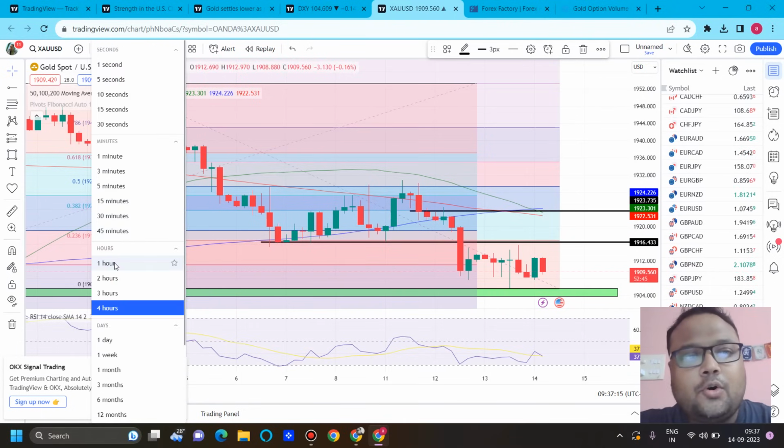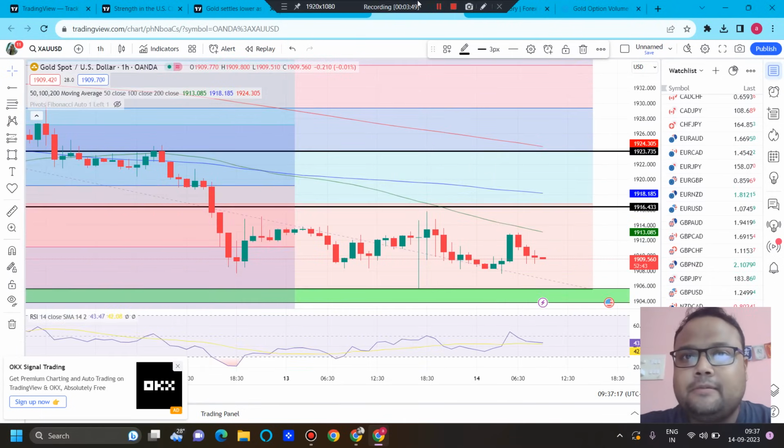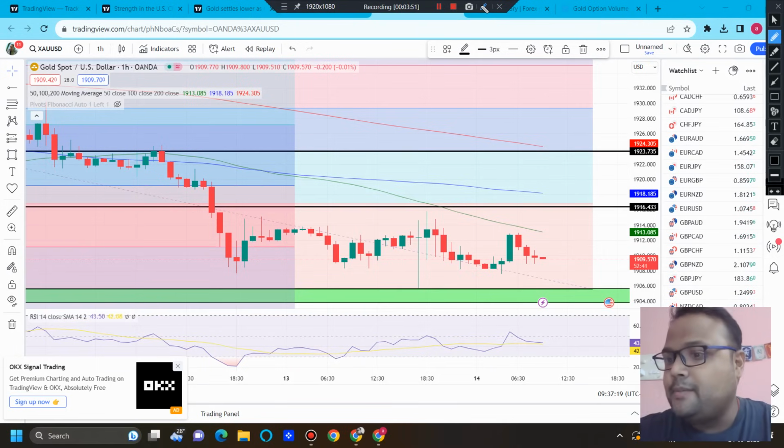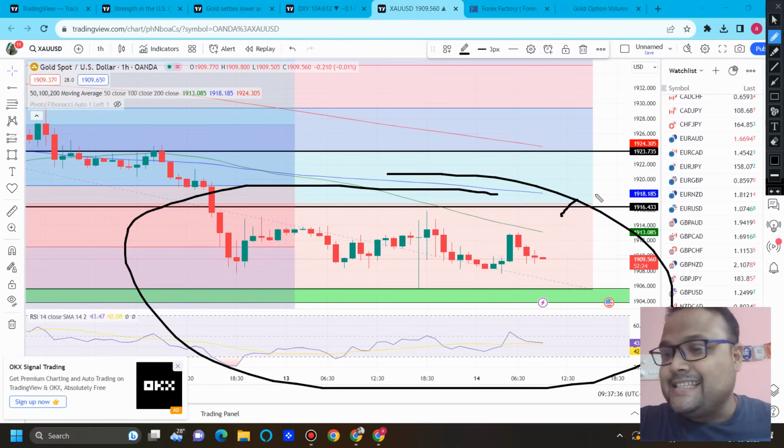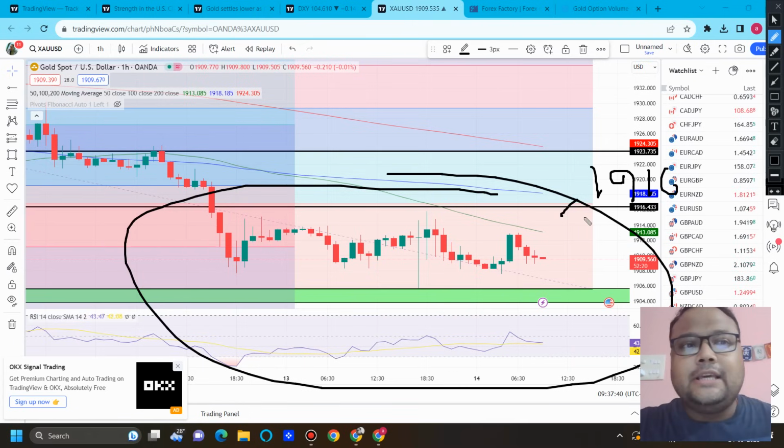As long as gold is inside the range, my dear friends, listen to me carefully. As long as gold is inside the range, as the market is sideways, in a sideways market buyers and sellers are equal. So your strategy can be simple: buy at support, sell at resistance. If the market reverses from 1916, 1917 level, if you see that the market is showing price rejection from above, you can go for a sell position.